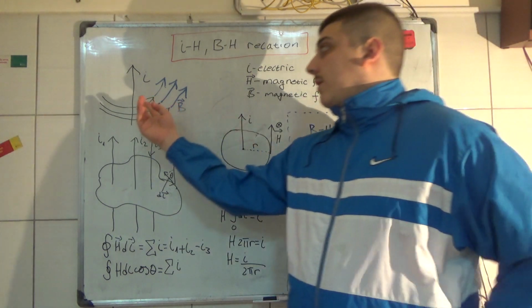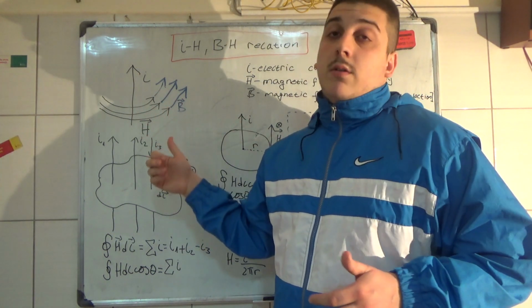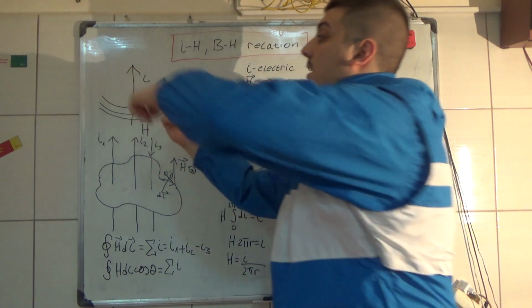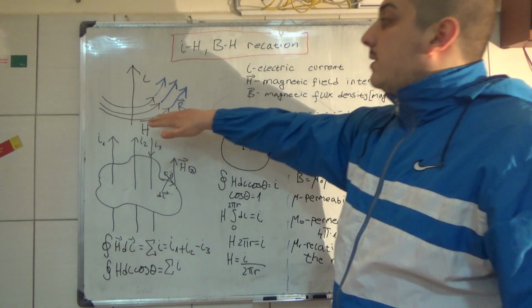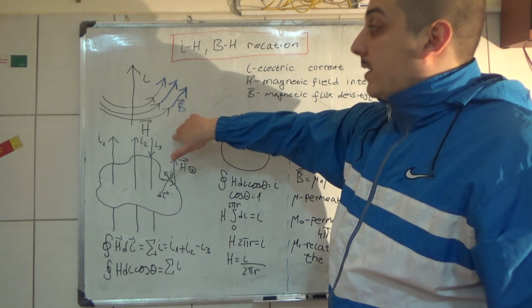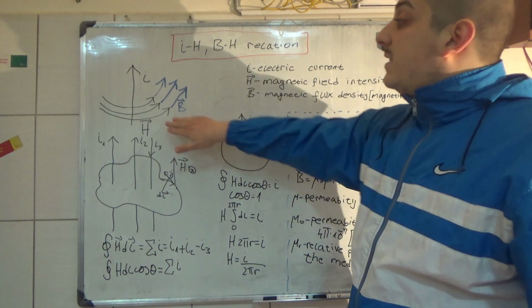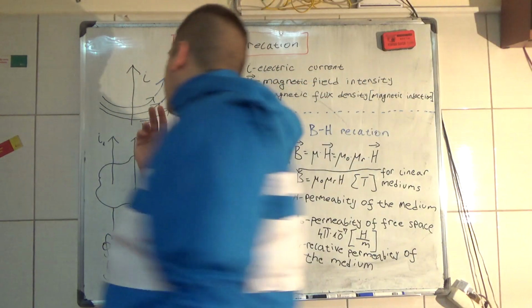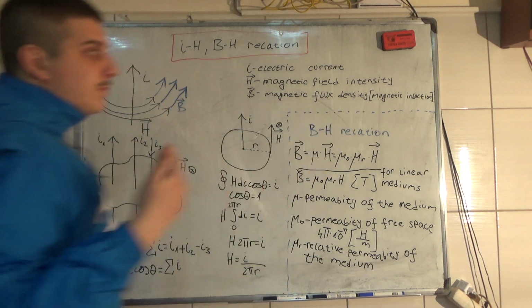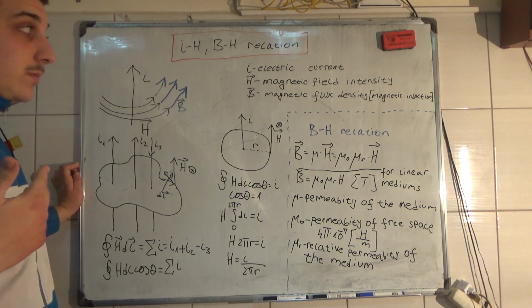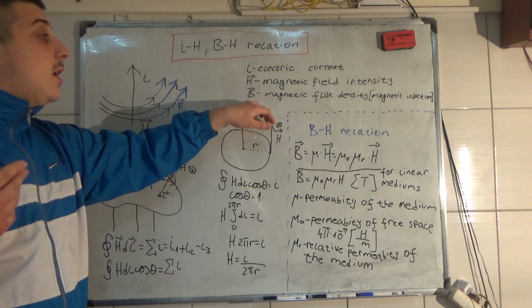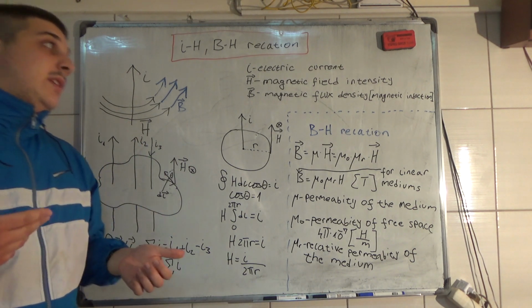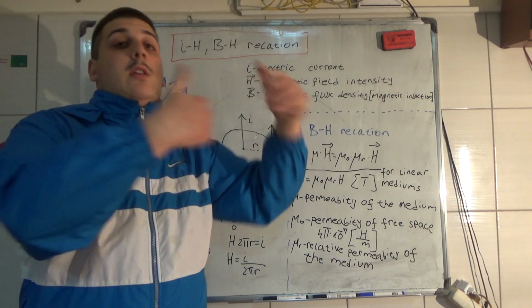So if we have, for example, a conductor carrying current like so, then around that conductor some magnetic quantities are going to be formed that are called magnetic field intensity and magnetic flux density. This vector B, or this quantity B, is usually called magnetic flux density, but there is another terminology that says that this is called magnetic induction.